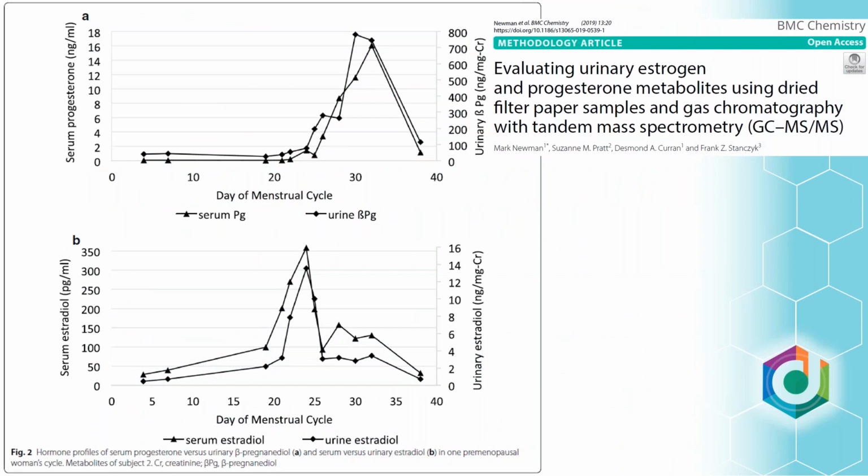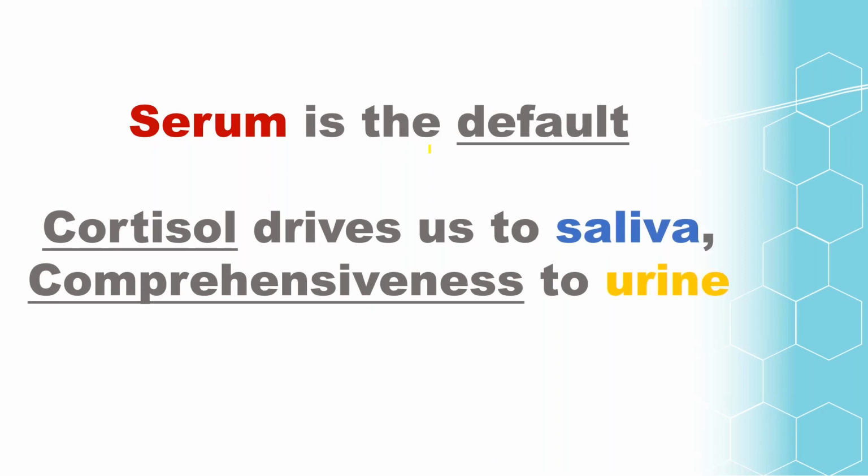So really nice validation data showing that when we look at serum and when we look at urine, we get really similar patterns, so that we're able to use either one of these tests, serum or urine, to measure these hormones. The reason we might defer to a urine test in some situations, such as the Dutch test, is it allows you to go further, right?